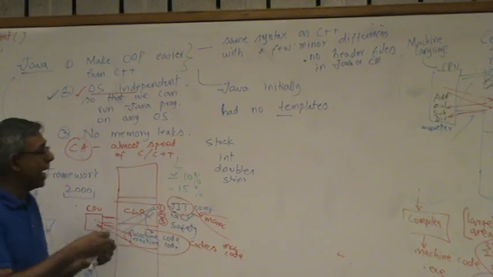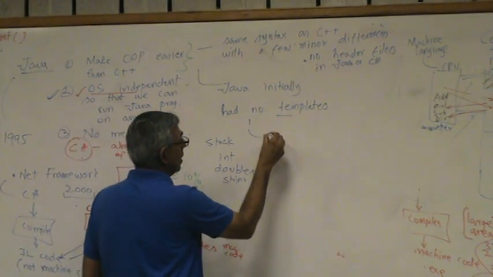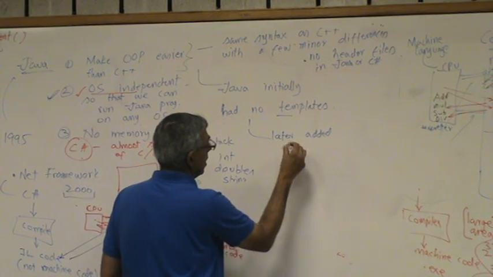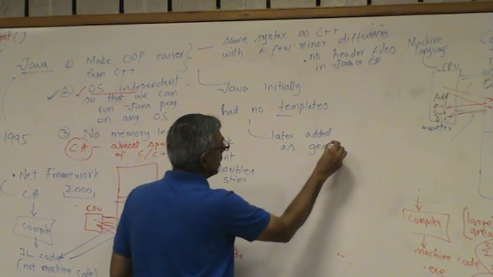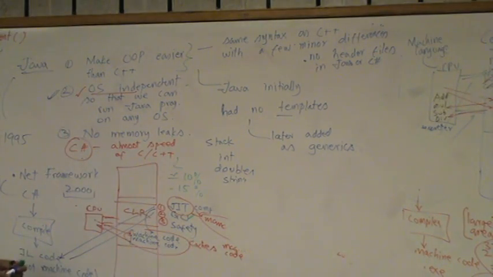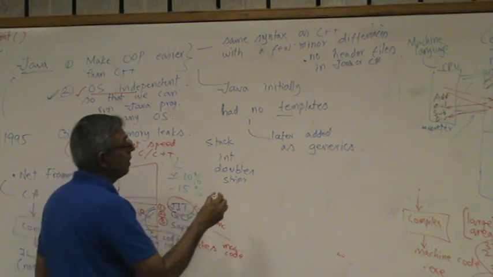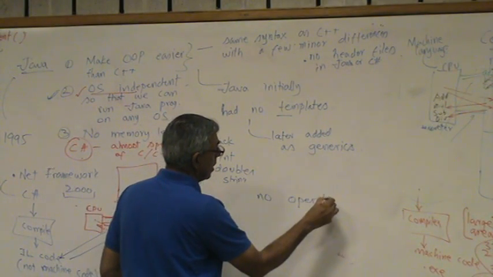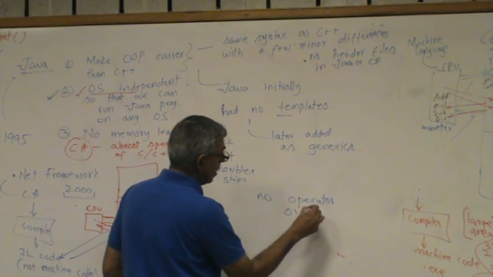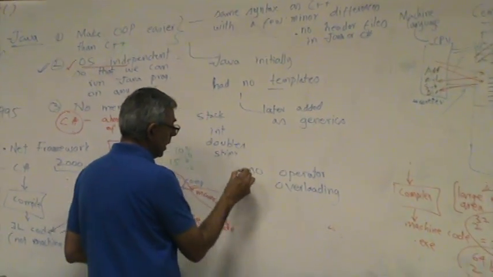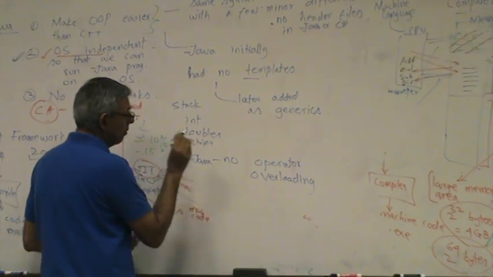Later they added generics, which is the same as templates. The other thing Java did is no operator overloading. Again, this is Java I'm talking about.